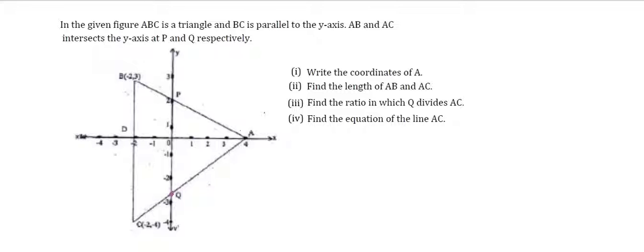Let's solve the question which I have written on the whiteboard. ABC is a triangle given with coordinates, and BC is parallel to the y-axis. AB and AC intersect the y-axis at the points P and Q respectively. First we need to find the coordinates of A, then the lengths of AB and AC, then the ratio in which Q divides AC, and the equation of the line AC. So first, the coordinates of A, which is (4, 0).